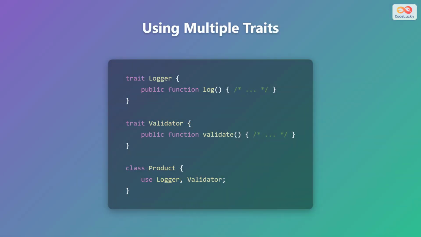Traits become even more powerful when you use multiple traits in a single class. Here's how. Suppose we have two traits, logger and validator. The logger trait has a method log, and the validator trait has a method validate. We can then create a class called product and use both the logger and validator traits. Now the product class has access to both the log method from the logger trait and the validate method from the validator trait.